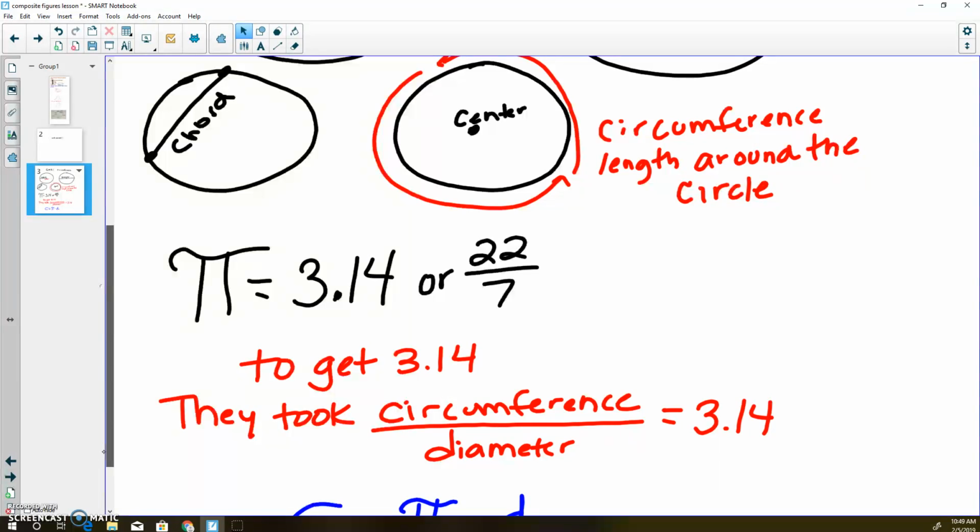And that's how he could check to see if it was a perfect circle. If somebody gave him a circle and he wanted to see if it was perfect, he could find the circumference, divide it by the diameter, and if it came out with 3.14, it meant it was perfect.